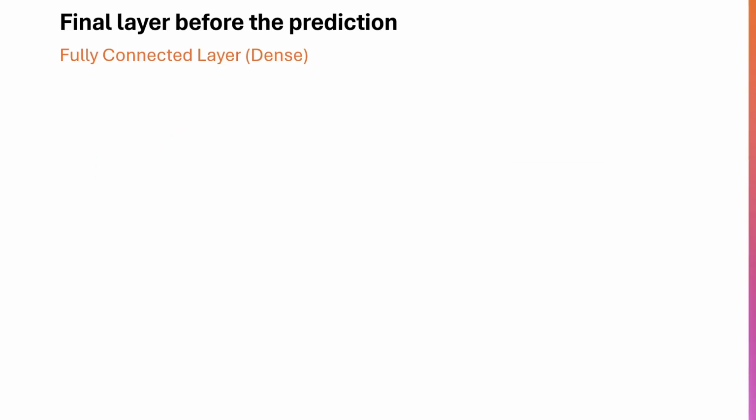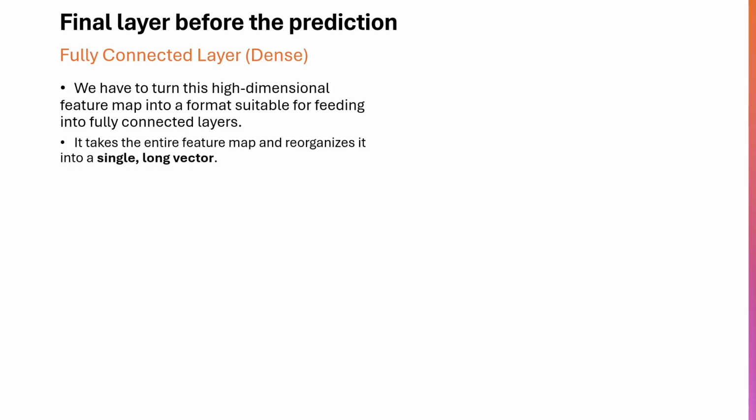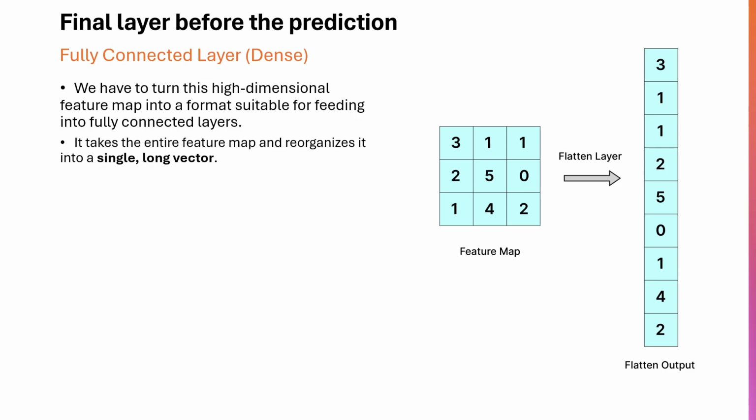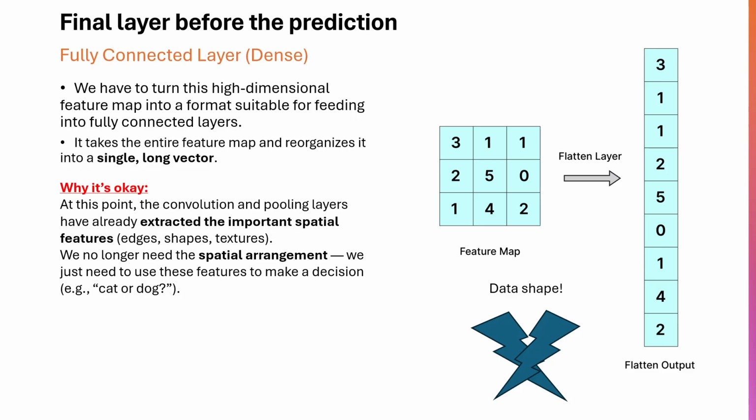After convolutional and pooling layers have extracted relevant features from the input image, we have to turn this high-dimensional feature map into a format suitable for feeding into fully connected layers. Here, where flattening layers come into action, it takes the entire feature map and reorganizes it into a single, long vector. Wait, did we just change the shape of the data? I thought that was a criminal offense. It's okay, relax. Although flattening changes the shape of the data, it does not make any changes to the actual information. Think of it like this.